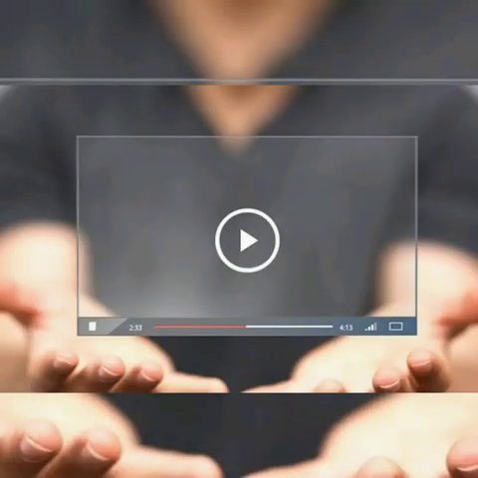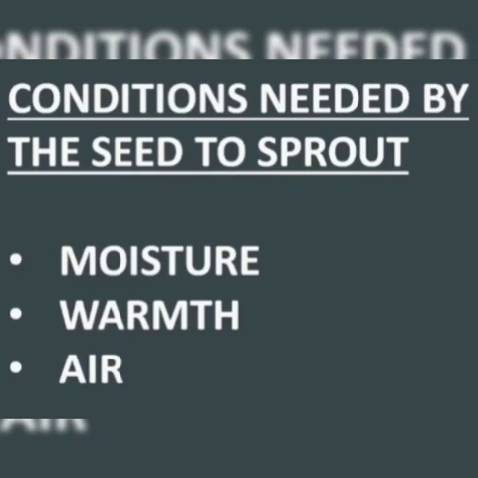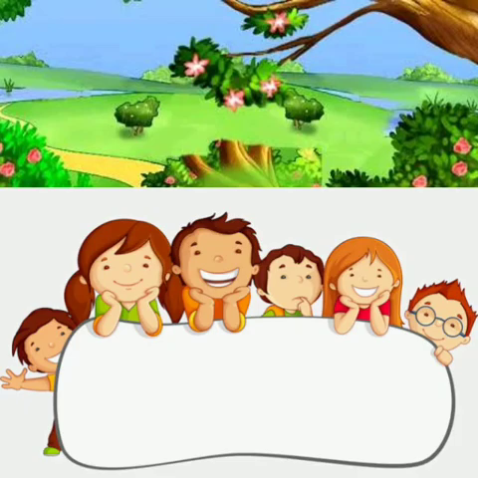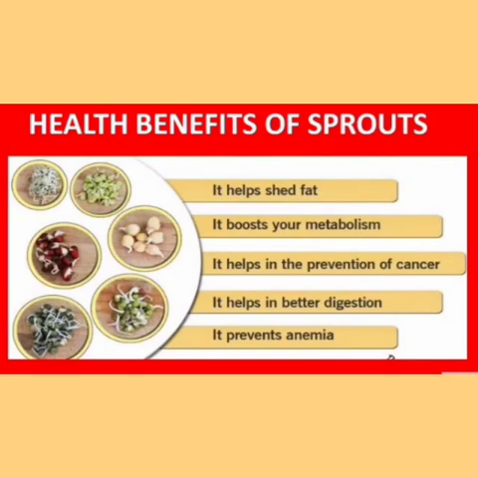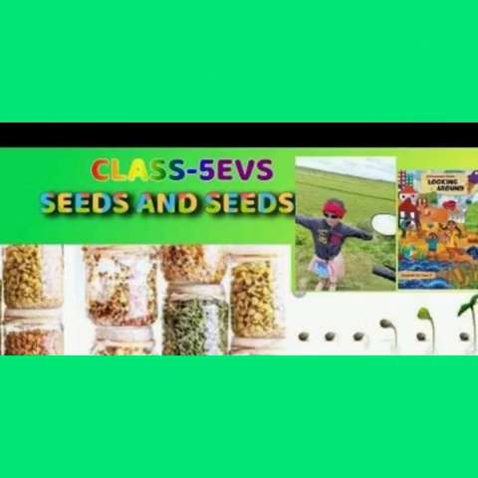My dear children, after watching the video, it is clear to you how a seed can develop into sprouts. There are three important conditions, that is moisture, warmth and air. So my dear children, what are the health benefits of sprouts? It helps shed fat, it boosts your metabolism, it helps in the prevention of cancer, it helps in better digestion, it prevents anemia.